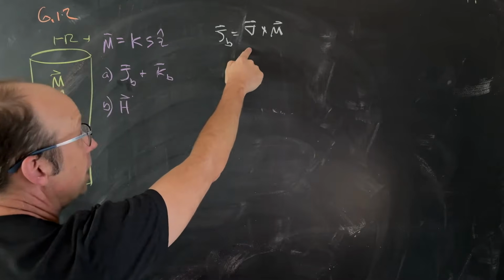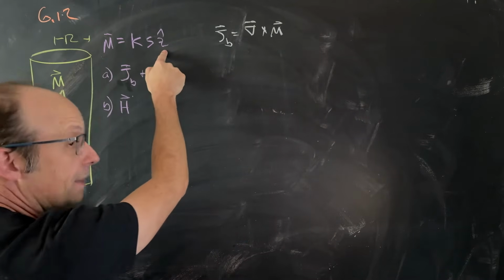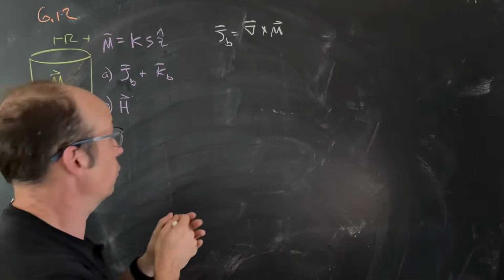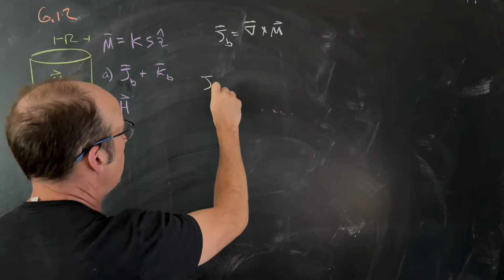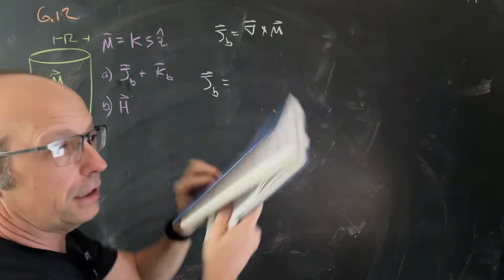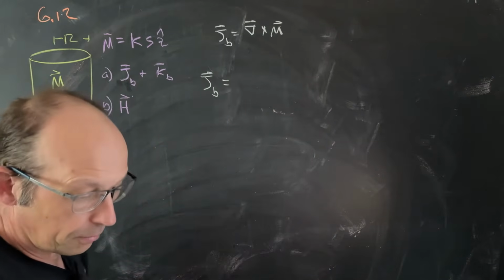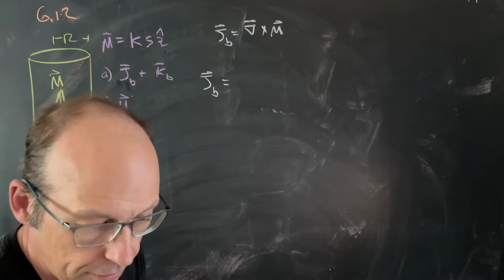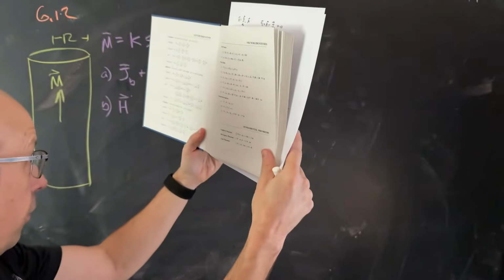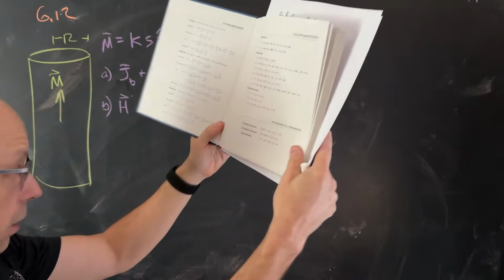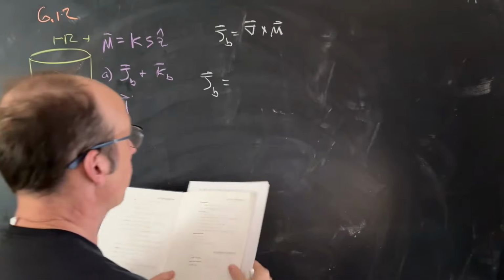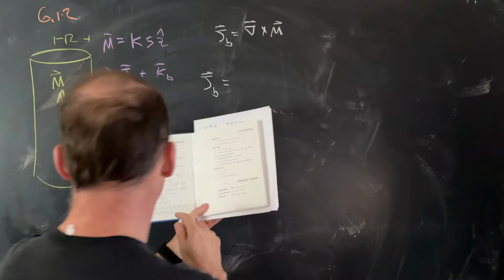So I need to take the curl of this. Cylindrical coordinates are the right thing to use here, so I need to take the curl in cylindrical coordinates. I don't remember this, so I'm going to write it down. The nice thing about this book is that in the front cover you have all your vector identities. I need to mark my spot because I don't want to lose my page. So it says curl in cylindrical coordinates, right down here. You see it? Okay, so I'm going to write it out.